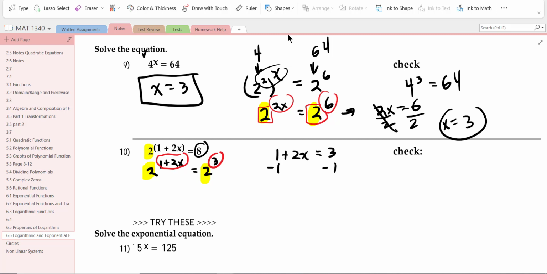You subtract 1 from both sides. That gives 2x equals 2. Then, of course, you can divide by 2. So you get the answer to that problem, x equals 1. Okay? That's how you can put that problem together.